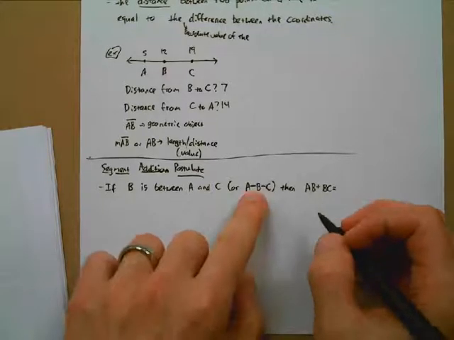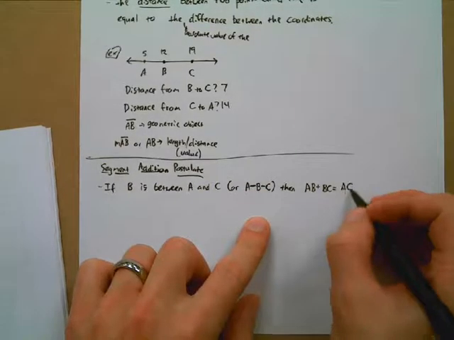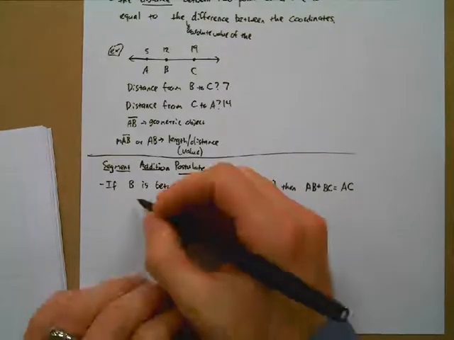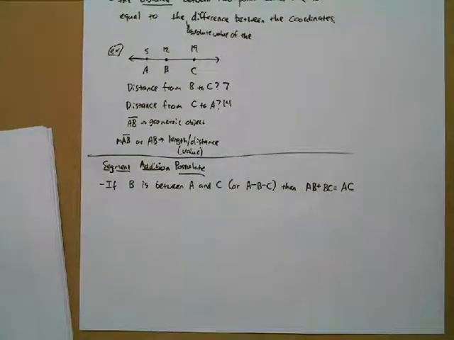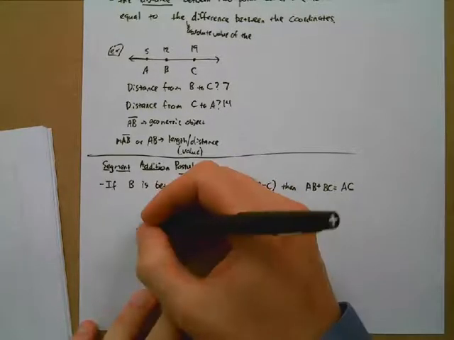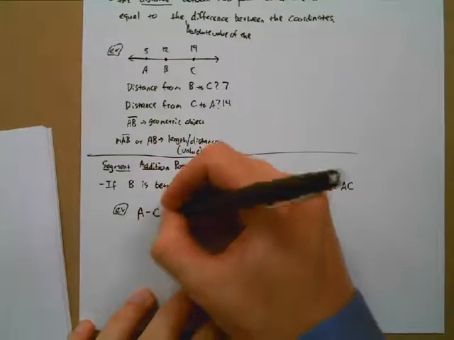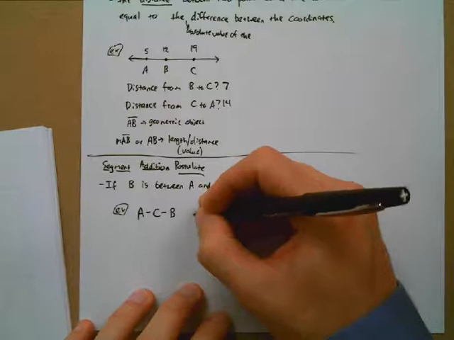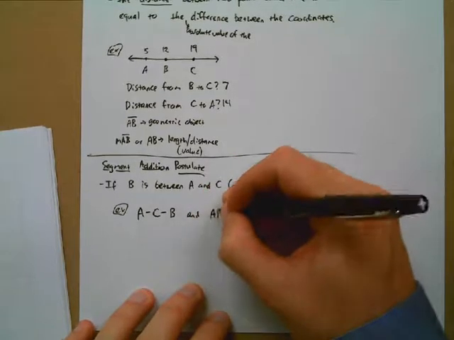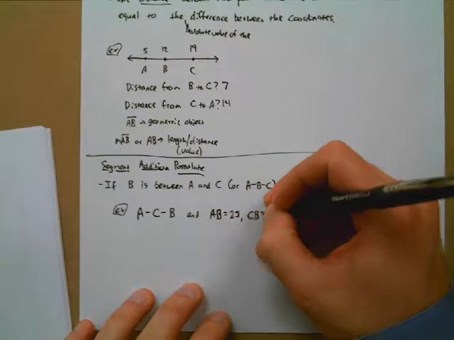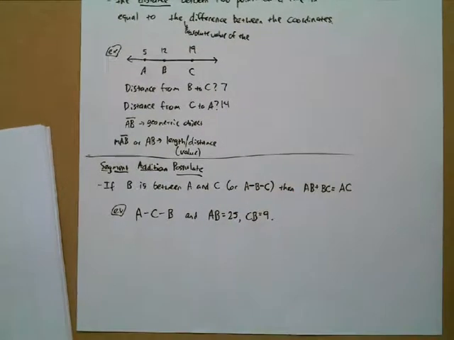Okay, so why don't you right now go ahead and just draw this scenario. A dash C dash B, and AB is 25, CB is 9. So go ahead and just on your paper, draw that scenario. See if you can come up with a diagram here. And most of you will probably be able to figure out what my question is going to be. But I'll let you go ahead and just draw that scenario. And you don't have to worry about drawing it to scale either. It's just as long as it matches what it's supposed to.